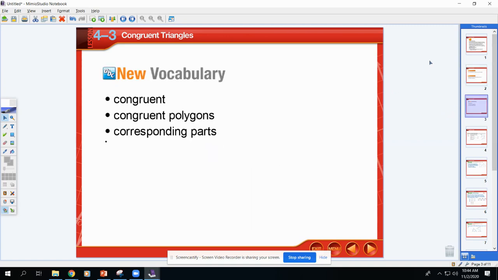Some vocabulary here we're going to talk about. So first off, congruent. I think we all know what congruent is. That just means when we have two angles or two sides that are equal to each other. Congruent polygons, this is exactly what it sounds like. These are two polygons that are in fact congruent. And anytime we have congruent polygons, we're going to have what we call corresponding parts. So corresponding parts are essentially just sides of triangles that correspond to each other.